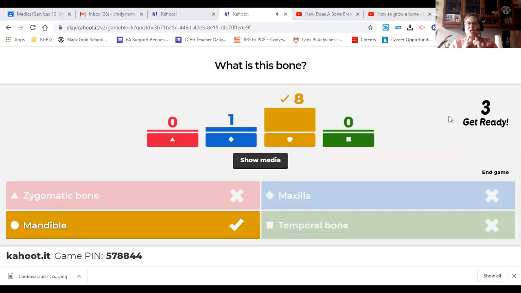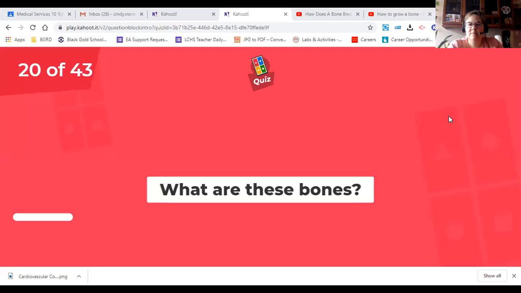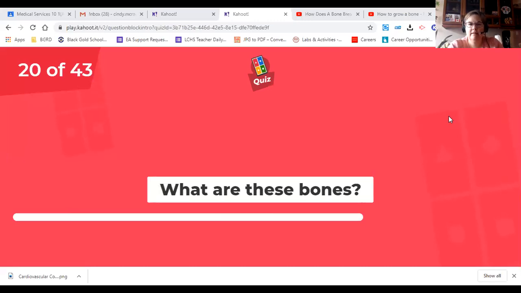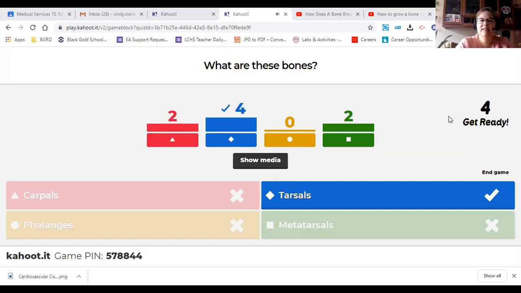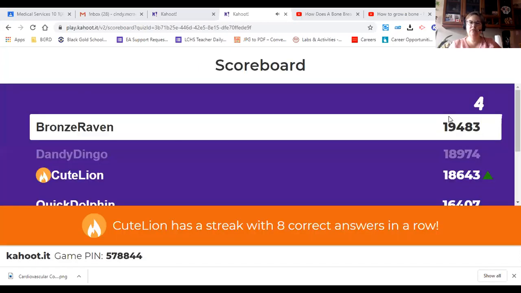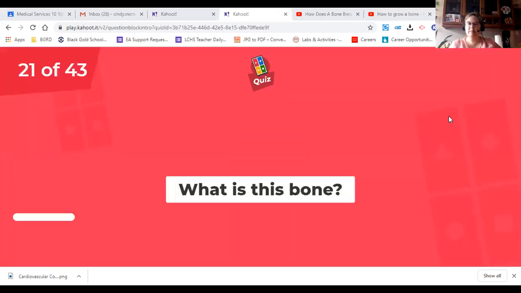That is our mandible. Remember, the only bone in our facial bones that moves. All right. Name these bones. Those are the tarsals. So carpals, you've probably heard of carpal tunnel syndrome. Ooh, Cute Lion's in #2. Carpal tunnel syndrome is about the wrist, right? Carpals. So tarsals have to be our feet.